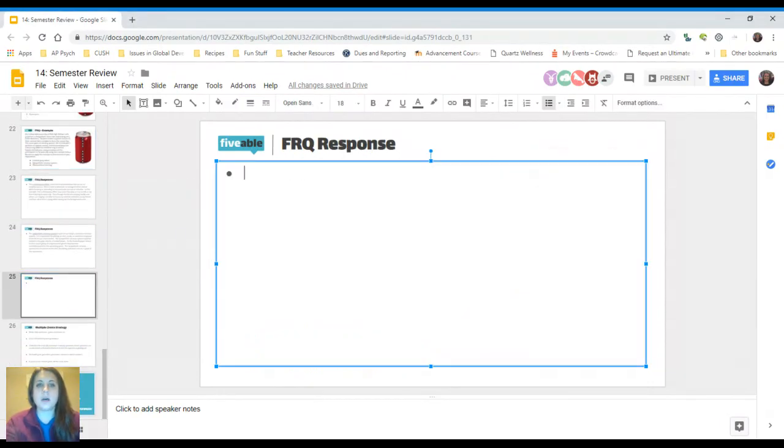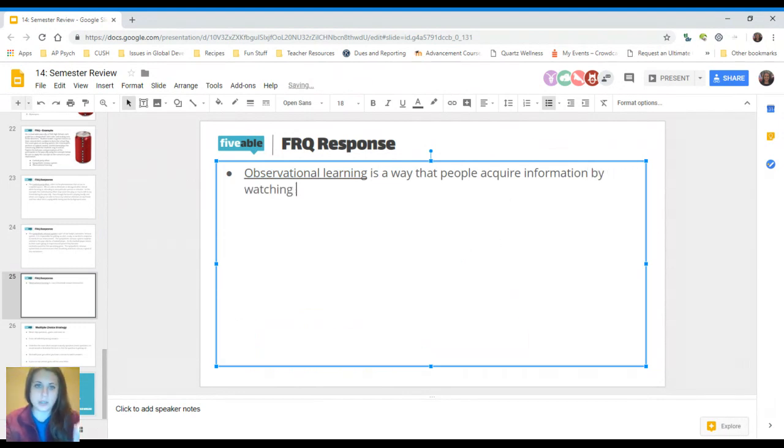We start like always with what observational learning is, and we'll underline that: a way that people acquire information. I'm trying to avoid saying learning by watching, instead of observing others' actions. That's my definition. It can be short and sweet. It doesn't have to be very long.